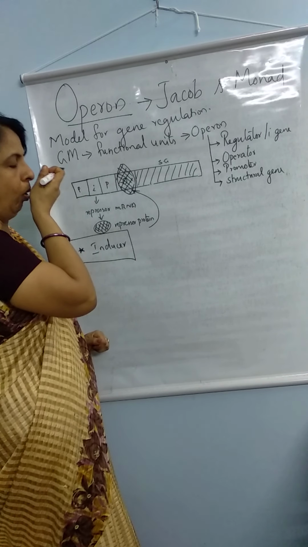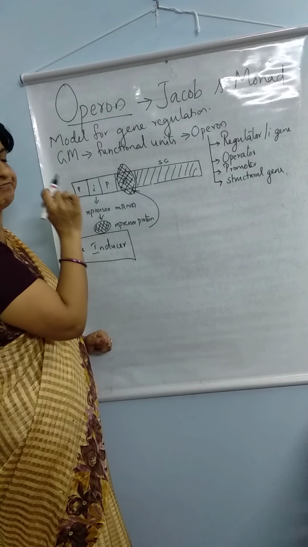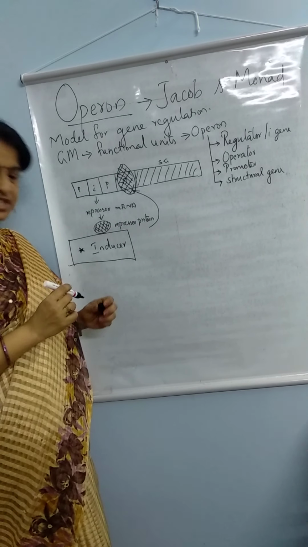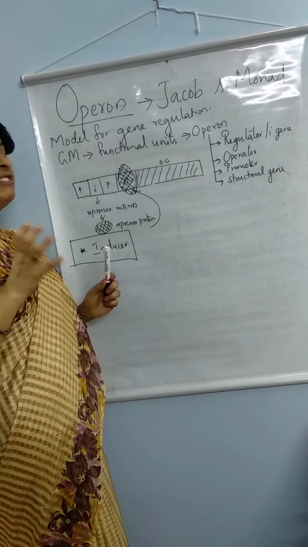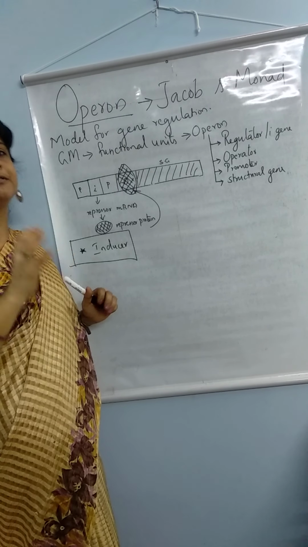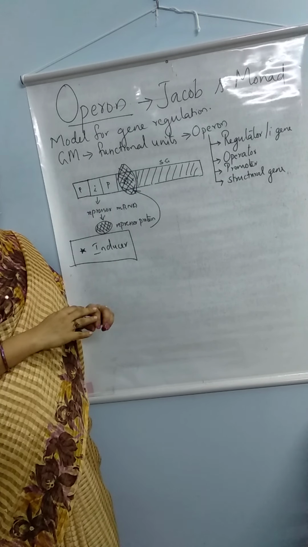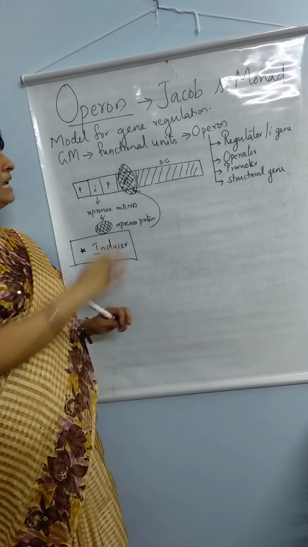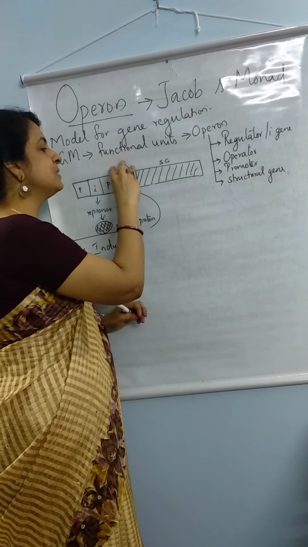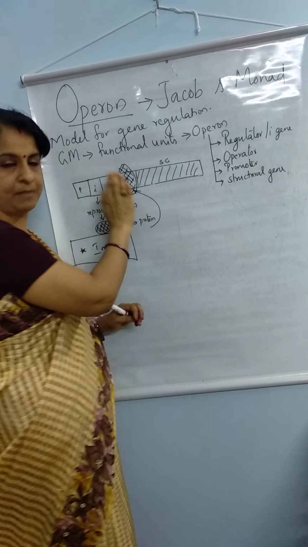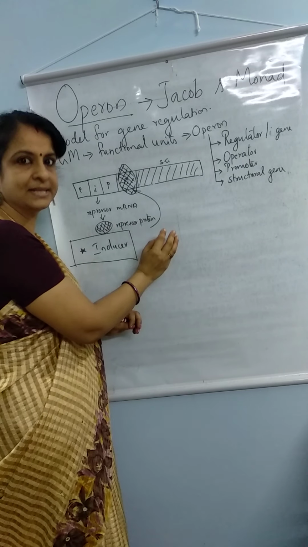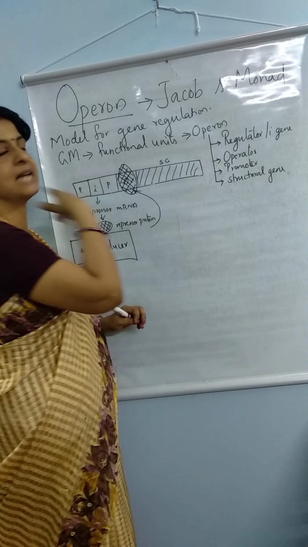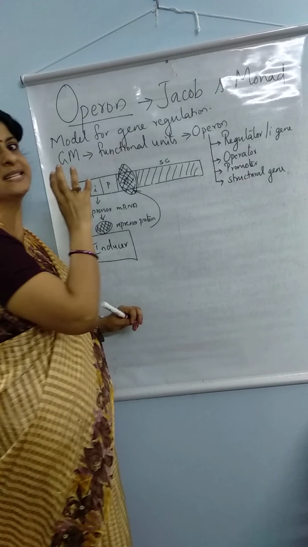Now, coming to operator gene. What is actually operator gene? Operator gene is a sequence or a gene which acts as a switch for the operon or the set of genes. This is the actual switch. When this switch is covered with the repressor protein, this will not function. When the repressor protein is removed from the switch, what will happen? This will start functioning. So it acts as a switch.